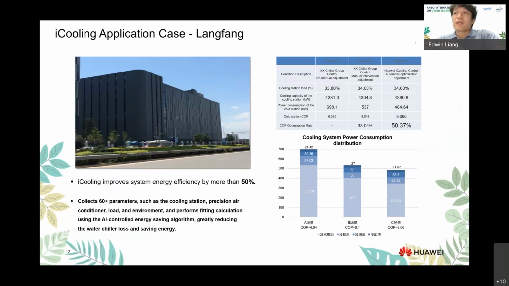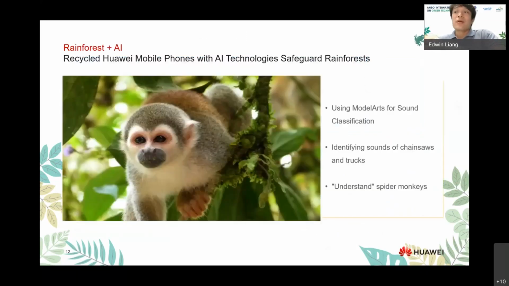In one of our biggest data centers, located in Langfang, as shown here in the picture, iCooling improves system energy efficiency by more than 50%. And starting from this page, I will talk about our real use cases in the green society. The first one is we collaborate with the Rainforest Alliance.